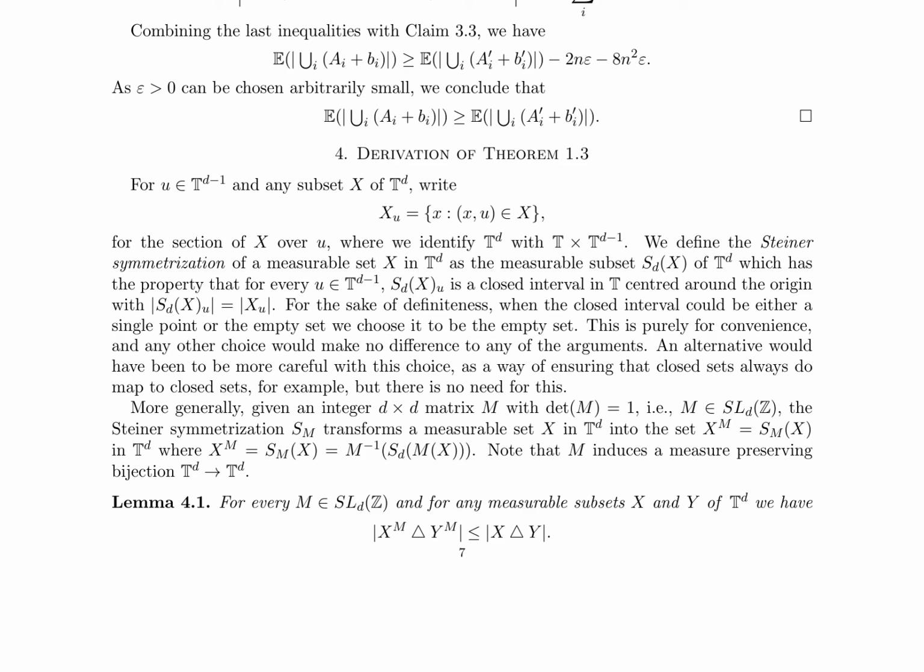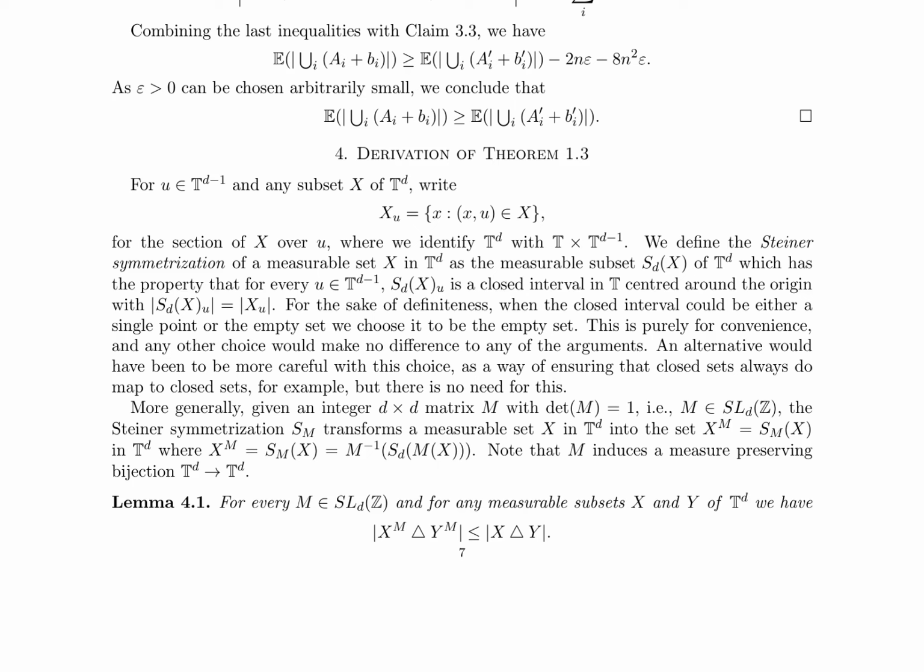These inequalities are then combined with claim 3.3 to obtain E(I ∪ B) is greater than or equal to E(I ∪ B_i) minus 2nε minus 8n²ε. As ε can be chosen arbitrarily small, it is concluded that E(I ∪ B) is greater than or equal to E(I ∪ B_i).